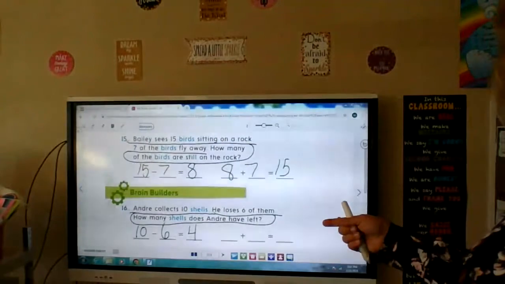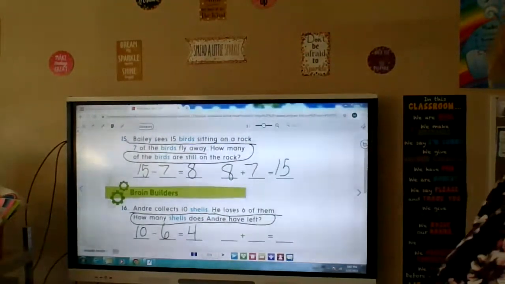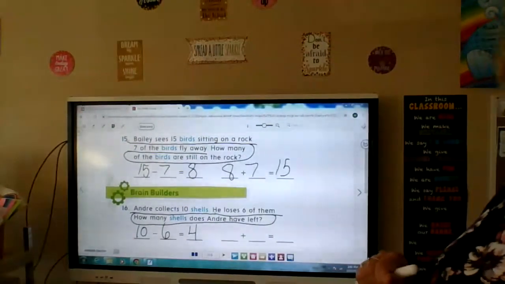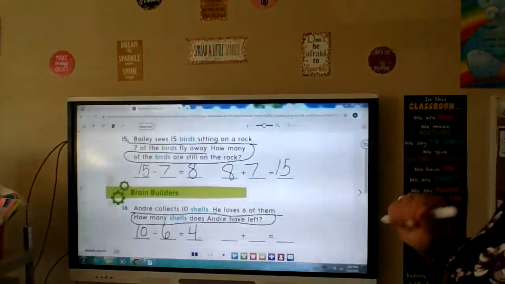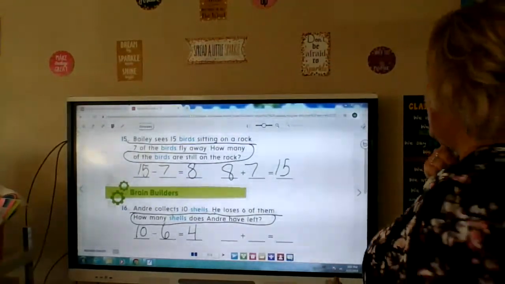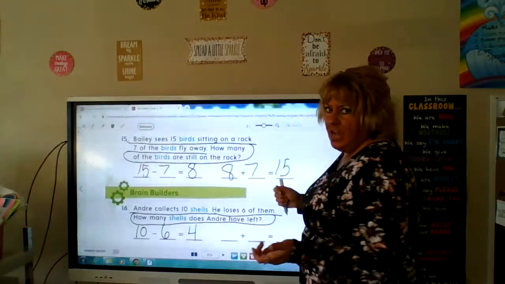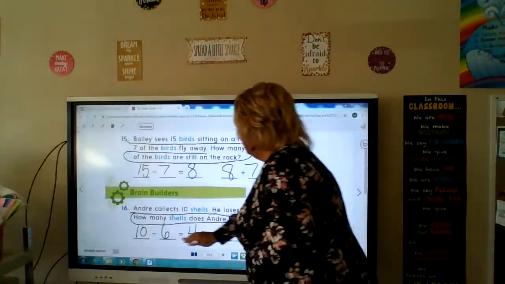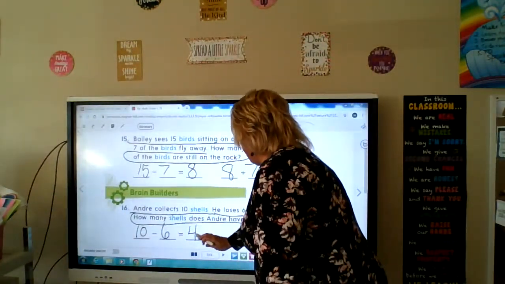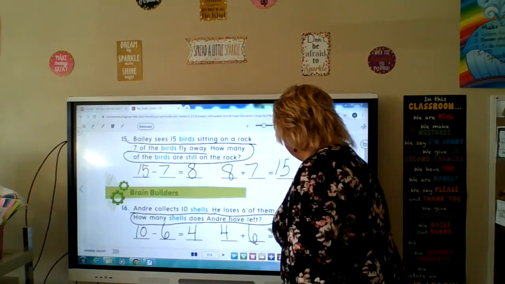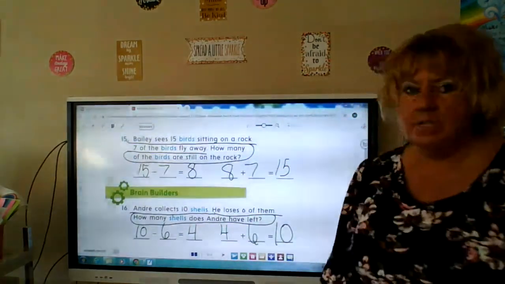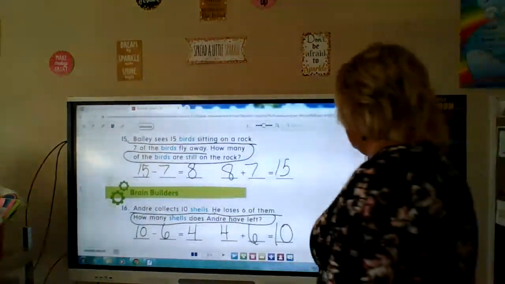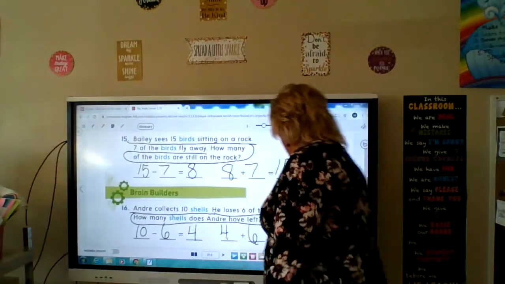When we are doing subtraction, the answer to a subtraction problem is called the difference. So the difference between 10 and 6 is 4. And then, of course, how am I going to check that? We're going to turn it around. We're going to work backwards. Is 4 plus 6 10? You bet. Good job.